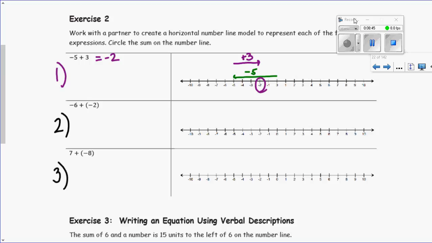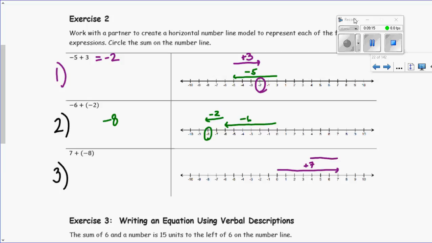Okay, for -6 plus -2, well, first I need to go 6 units to the left. That's -6. And then I continue on 2 more units to the left, -2, and I end up at -8. -8. And the last one, +7 and -8. If you're thinking like the integer game, you could think of what your score would be. Okay, well, I want to go 8 in the other direction, 8 units to the left.